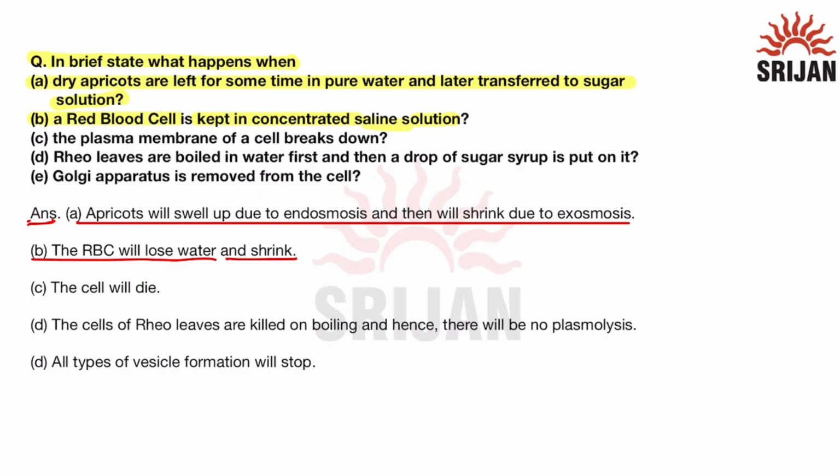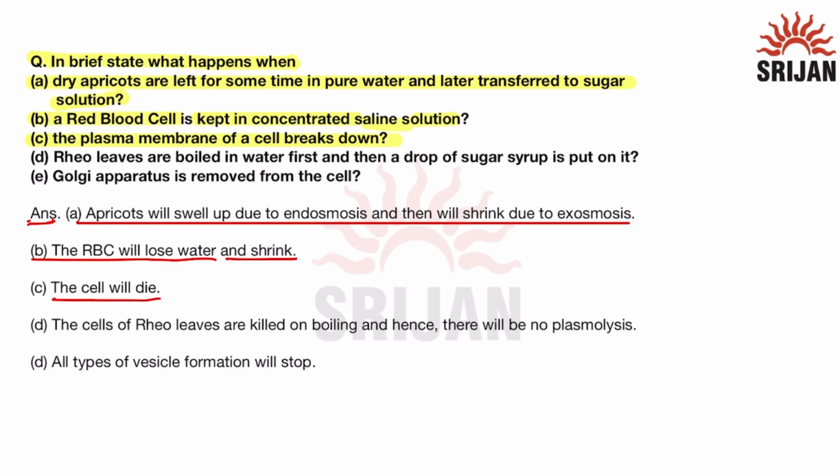The next part of the question says the plasma membrane of a cell breaks down. Now, if the plasma membrane of the cell breaks down, the cell will die, because plasma membrane acts as a semi-permeable membrane and it allows the transfer of substances in the cell, and it also helps to keep a barrier between the environment and inside of the cell. So, if plasma membrane breaks down, all these functions will not be performed and the cell will die.